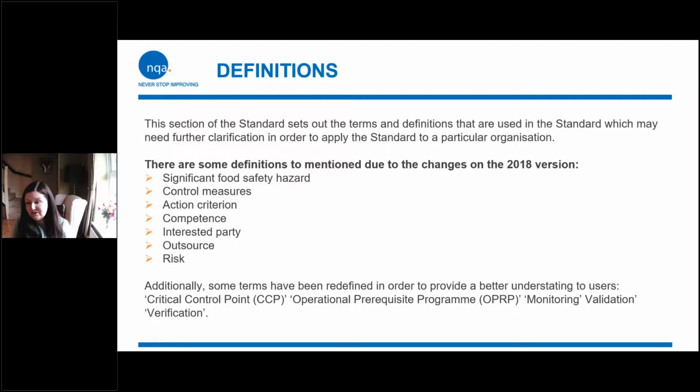So there's a section at the beginning of the standard with the definitions. Lots of people don't know it's there, but I find it really helpful when people are trying to interpret clauses of the standard. If they don't quite know what a phrase or a word actually means and what they're being asked to do, there is the definition section at the beginning of the standard, and it's been updated as well. In the 2018 version, they have changed the wording in the definitions of significant food safety hazards, control measures, action criterion, competence, interested parties, outsourcing, and risk. So it's really important, if you are trying to implement or understand the standard, that you know that section's there. I find it really helpful.